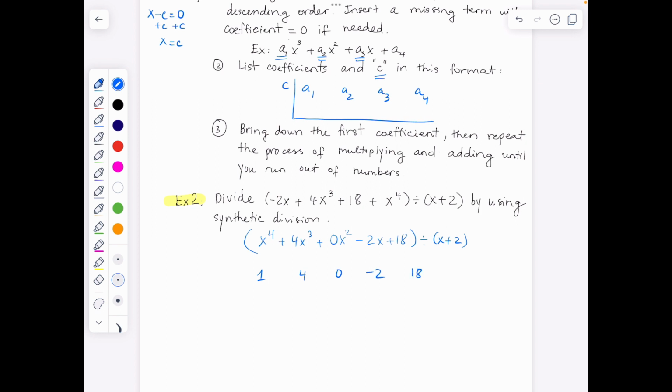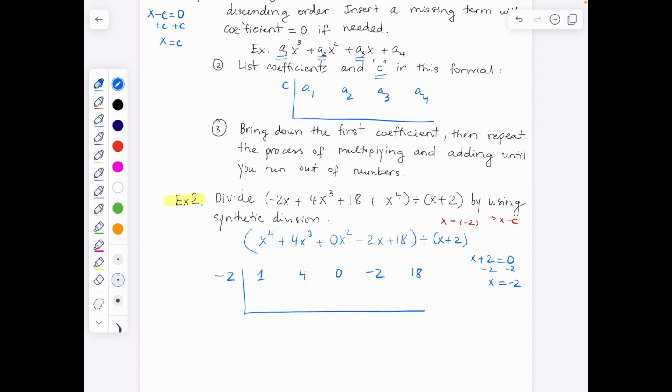Now to calculate the c number, you're going to let that divisor x plus 2 be 0. Subtract 2 from both sides, you get x is equal to negative 2. That makes sense because you can always rewrite x plus 2 as x minus a negative 2, so then it'll be in the format of x minus c in the definition. So as you can see, c here is negative 2.